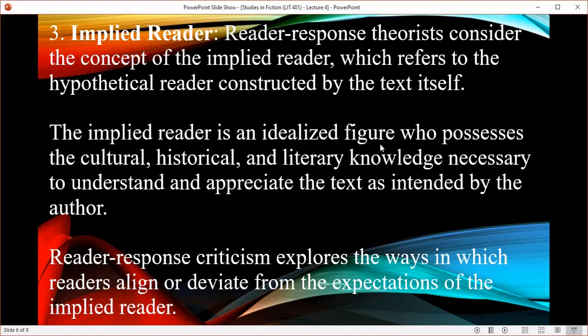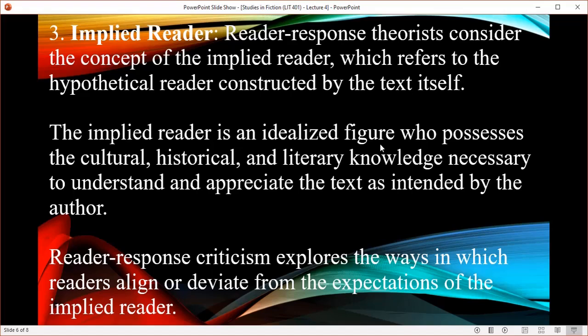That means that the reader is an idealized figure who possesses the cultural, historical, and literary knowledge necessary to understand and appreciate the text as intended by the author. What do you imply? What are you trying to say? When you have said something, the person listening to you will look at the elements available, factors surrounding what you have said, and then conclude, infer what that may mean to him or her.